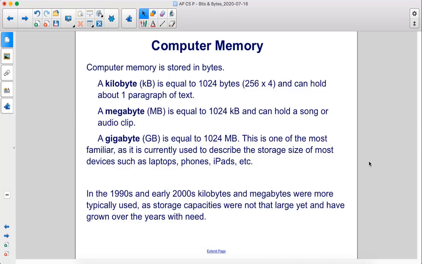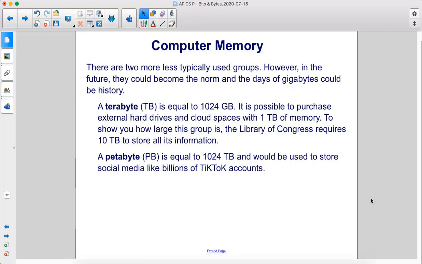In the 1990s and early 2000s, kilobytes and megabytes were more typically used, as storage capacities were not that large yet and have grown over the years with need. There are 2 more, less typically used groups. However, in the future, they could become the norm and the days of gigabytes could be history.